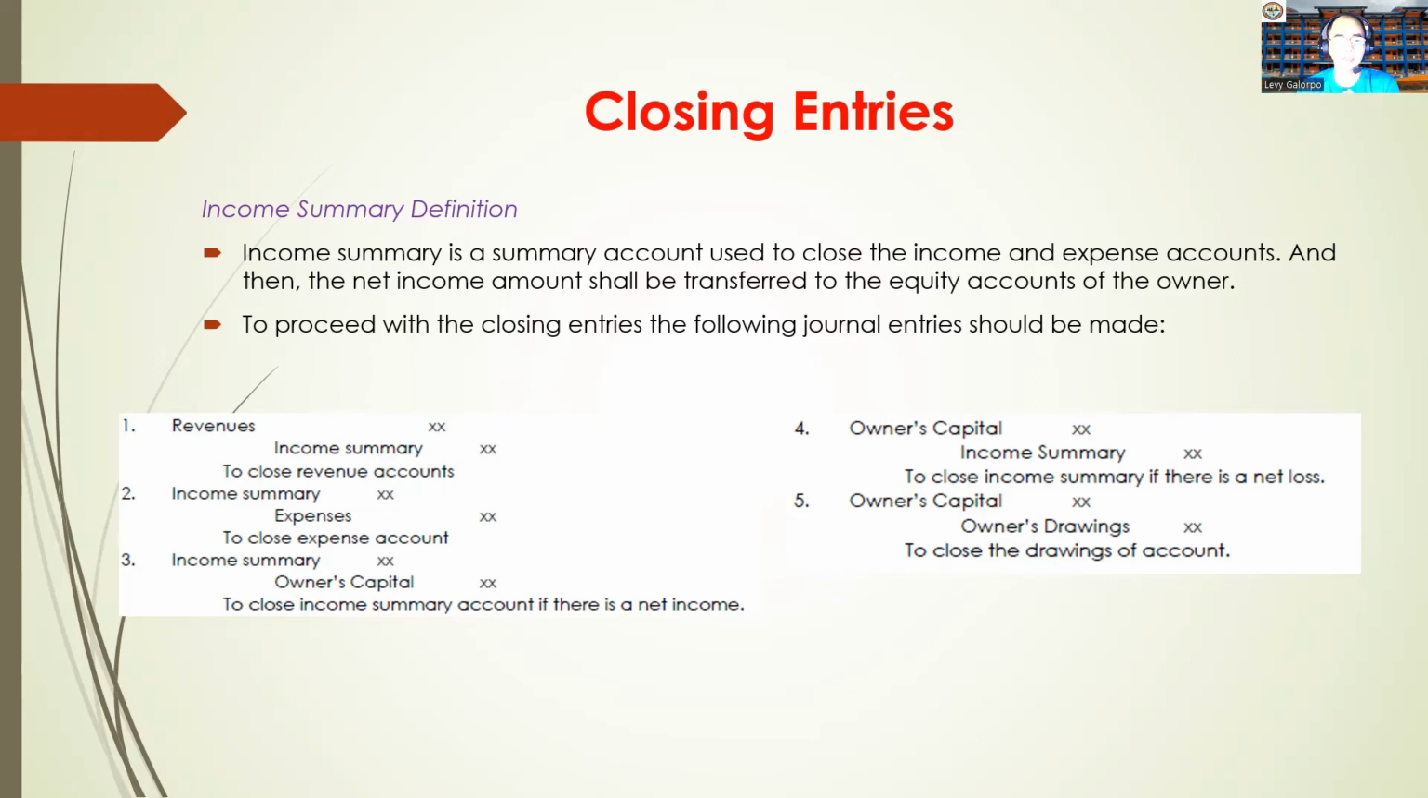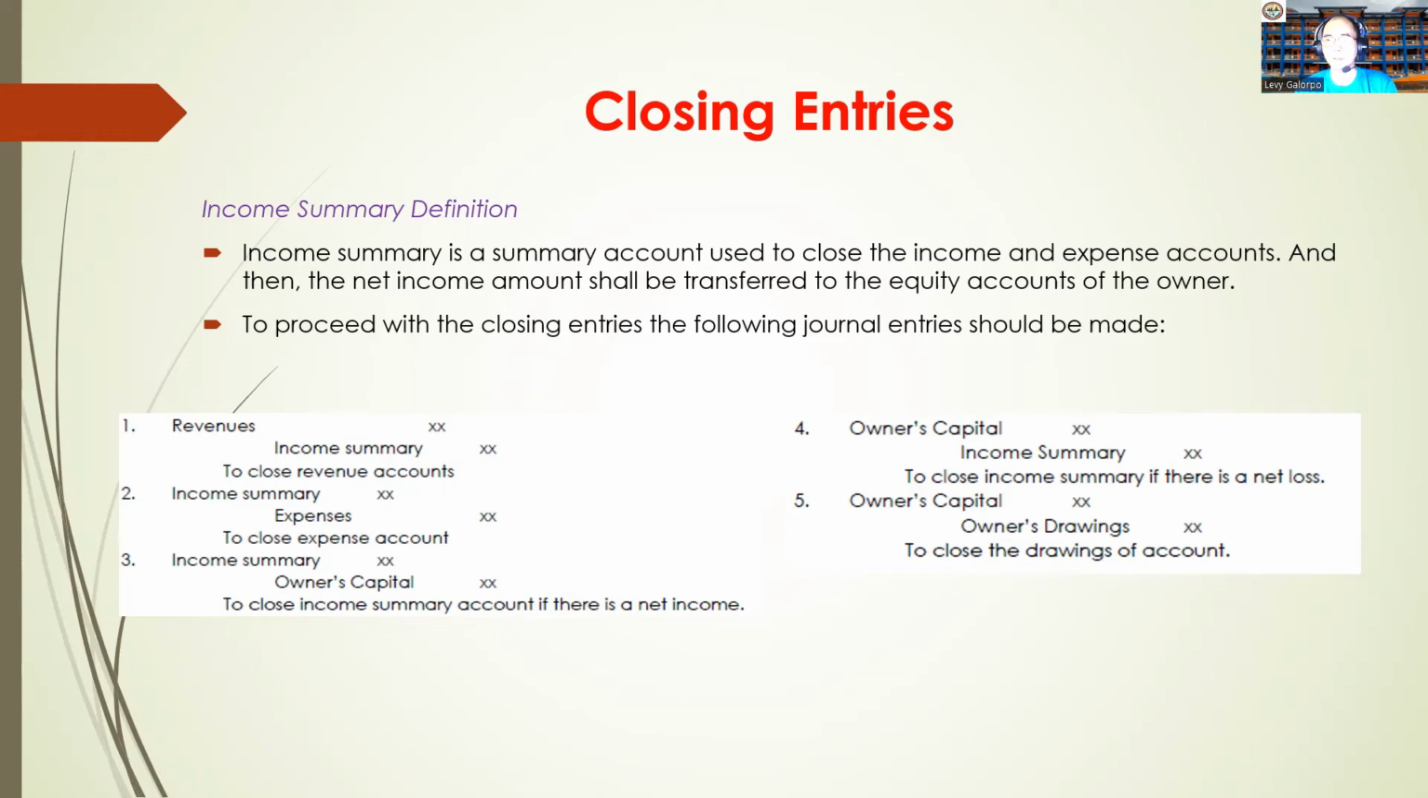Number 3, income summary, debit, ang credit ay owner's capital. This is to close income summary account if there is a net income. Kung ang result ng business operation mo na makikita natin sa income statement ay income or net income, para ma-close mo siya, i-debit mo si income summary at i-credit mo si owner's capital. Ano ang effect kapag i-credit mo ngayon si owner's capital? Ibig sabihin, yung ating net income ay idinagdag na natin sa ating capital.